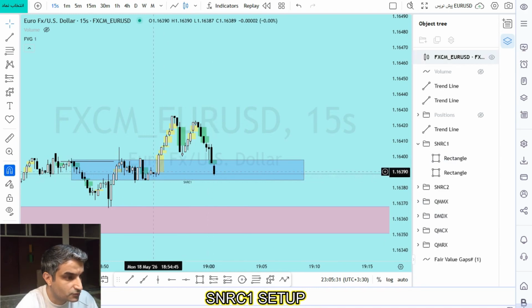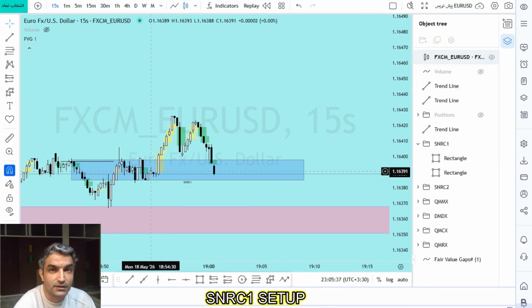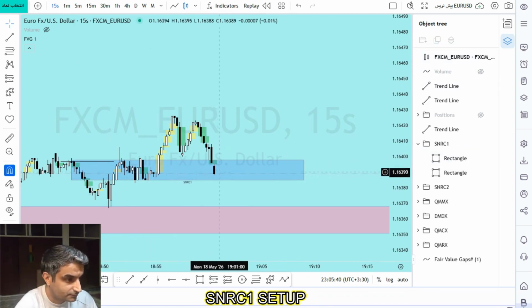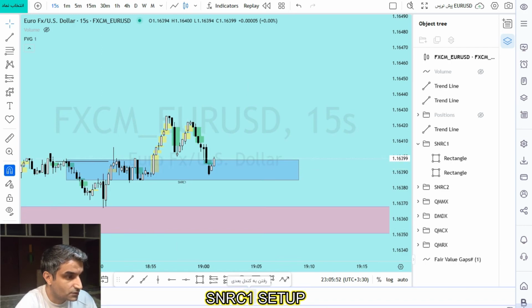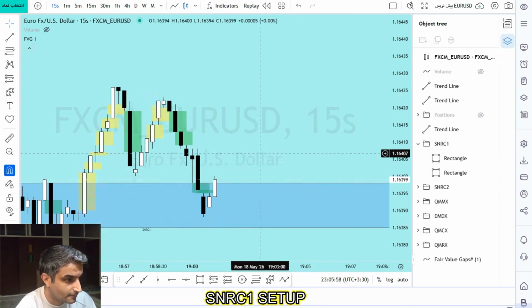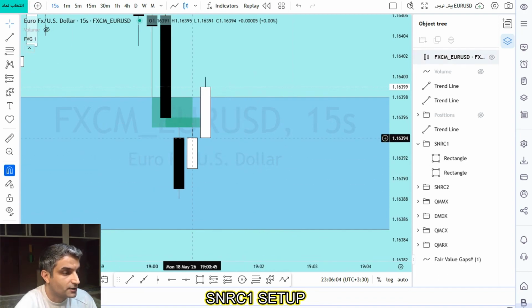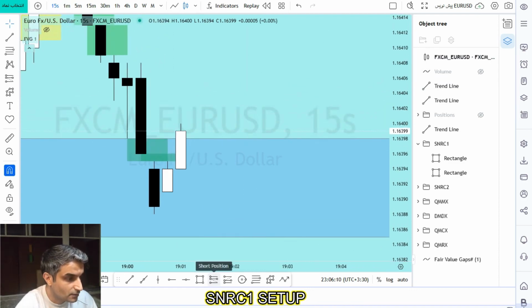As you see, price comes to this area, our entry setup area, a mitigated order block, and we are waiting for a confirmation in the lower time frame to enter the market. As you see, price, let me zoom it. Price had the engulfing candle. We take a position.